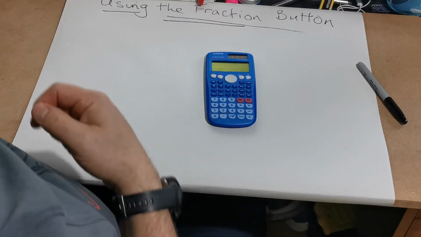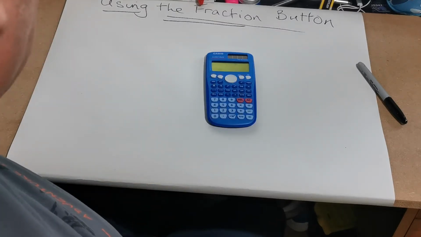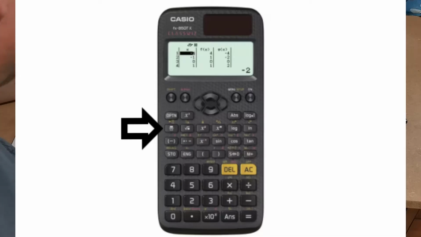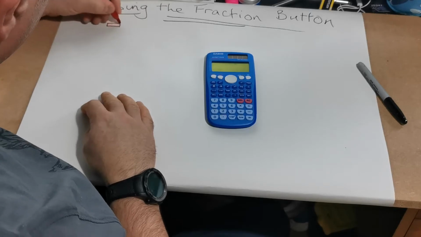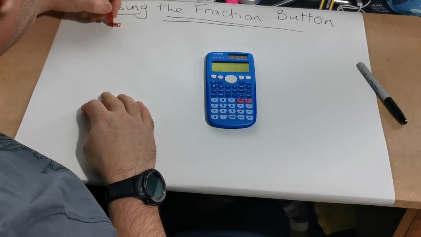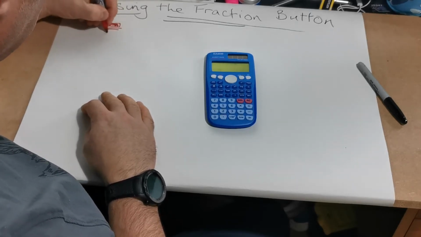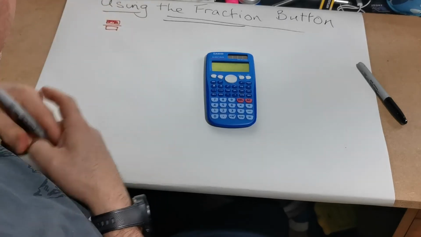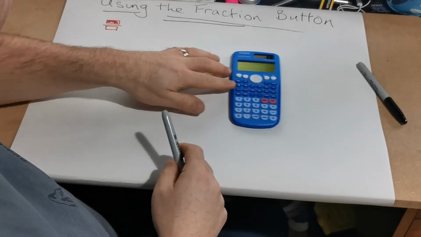Hi folks, today we're going to look at using the fraction button on your calculator, and that's this button here. On my version it looks like a coloured in block over a not coloured in block, the one just underneath the abs button.